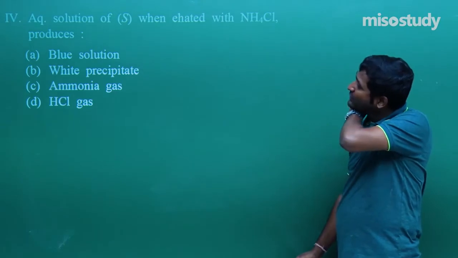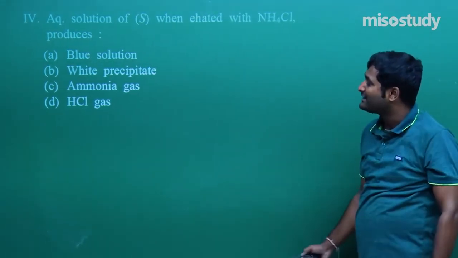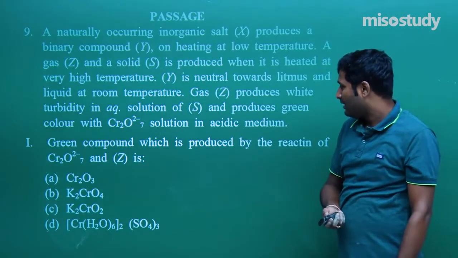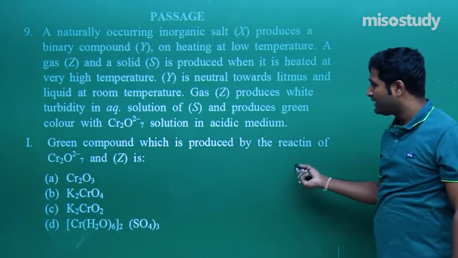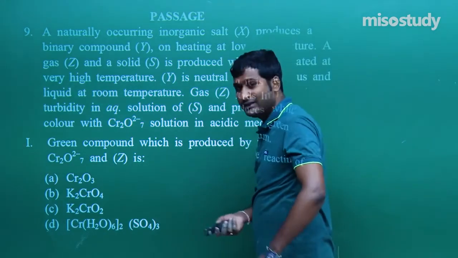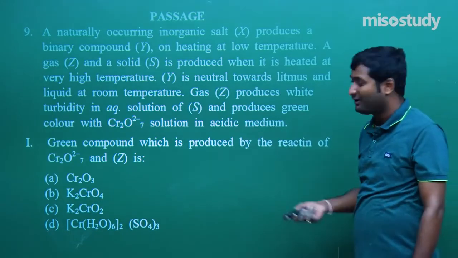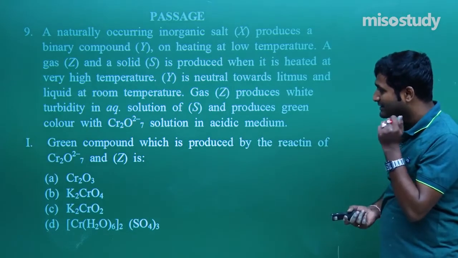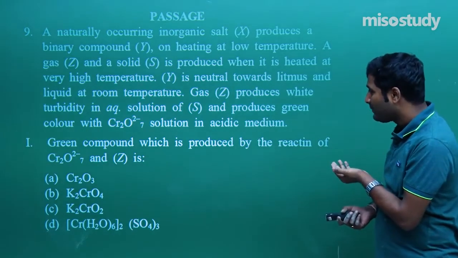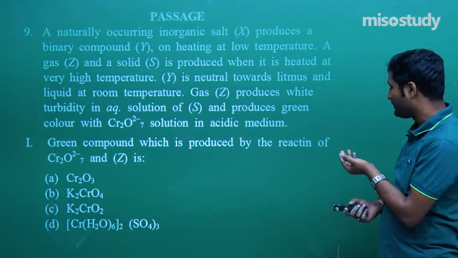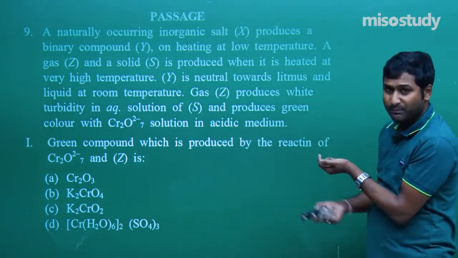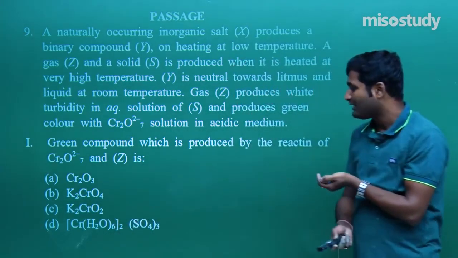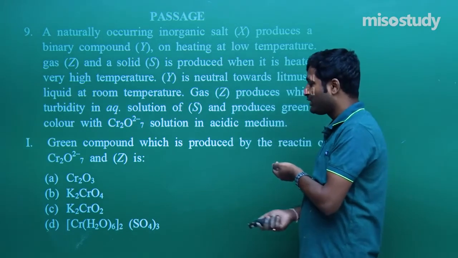Aqueous solution of NH4Cl gives you ammonia gas, as I discussed earlier. And the first one is green compound which is produced by, the board is green, I am also wearing a green t-shirt, and the question is also green. So green compound which is produced by the reaction of Cr2O7, that is dichromate, and the gas is, we people know, SO2. What will happen? It gives you Cr(H2O)6 whole twice SO4 whole thrice. The product is D. Clear?